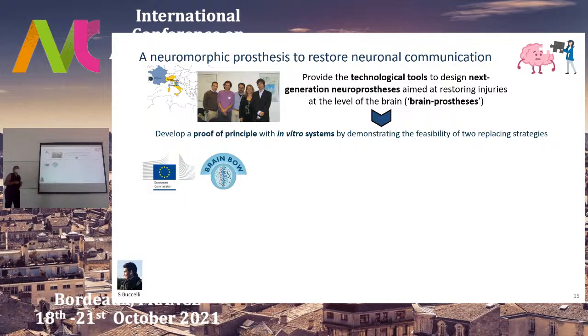We actually faced this problem by proposing a European grant, which was called Rainbow. And the goal of this European project, which I had the luck to coordinate, was exactly to provide technological tools to design the next generation of neural prosthetics. And the idea was, in fact, to test whether this technology can be used to substitute the functionality of a simple in vitro system by using a reduced model of the brain.